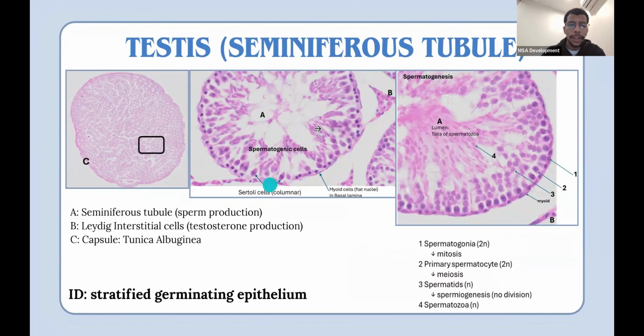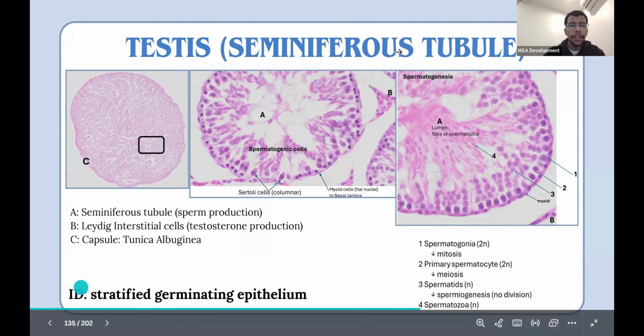Okay, so the germinating epithelium or the seminiferous tubules are for sperm production, or the Leydig cells are for testosterone production. You guys should already know this also from physio, right? And then all of this is wrapped by something called the tunica albuginea, which is basically like a capsule surrounding the testes. Okay, now how can you identify this slide? It's basically a stratified germinating epithelium.